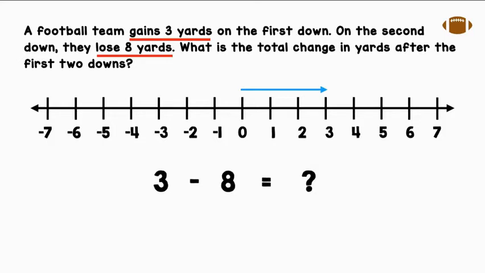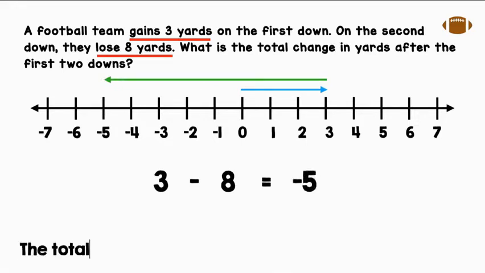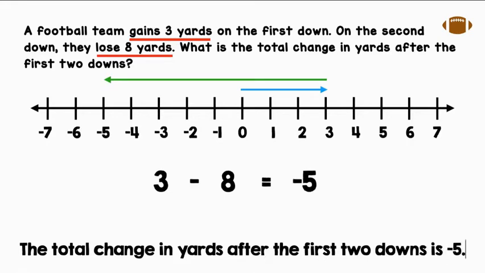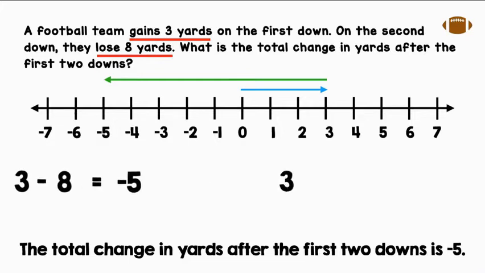Let's count 8 spaces to the left of the 3. We're moving to the left because they are losing yards. We land at -5. The total change in yards after the first 2 downs is -5. You may have noticed that we can also use the expression 3 plus -8 to solve this situation. That would also give us -5.